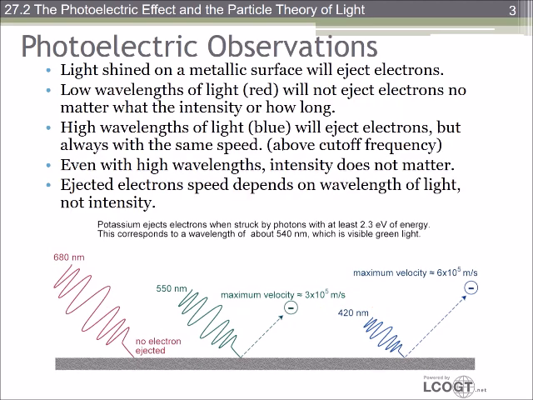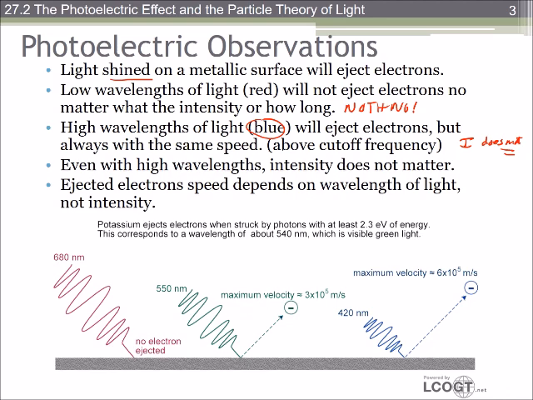What we actually observed is that shining light on a metal surface will eject electrons, but we get nothing with red. Nothing. How could we get nothing? But high-frequency light, so blue light, always came off at the same speed. Intensity does not matter. Having a bigger intensity doesn't get us any higher energy electrons. It gets us more of them, but they're all at the same energy.